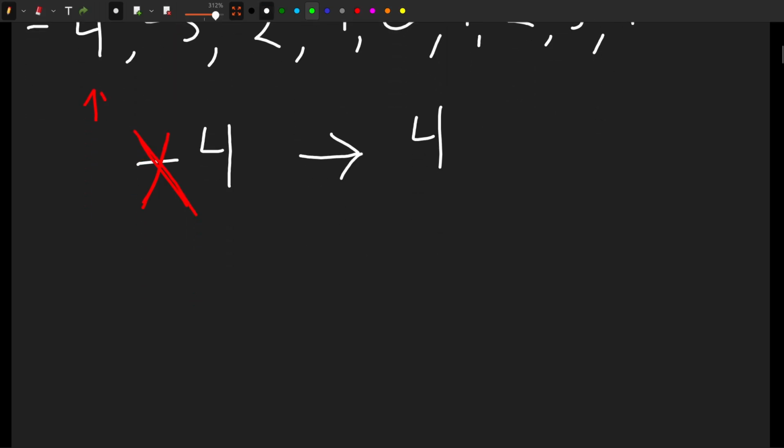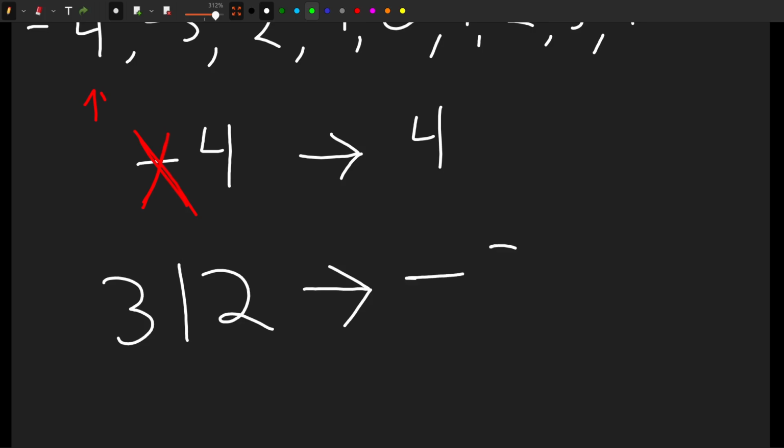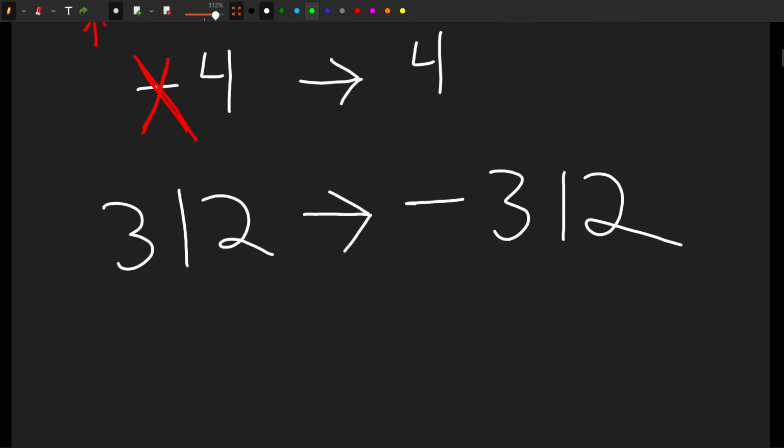Additionally, since we've been talking about negatives, if we have a positive, and let's say we have 312, the opposite of 312 is simply -312. Okay? And so, why are we learning this? Why are we learning about integers and opposites? Well, they take precedence when we're talking about absolute value.